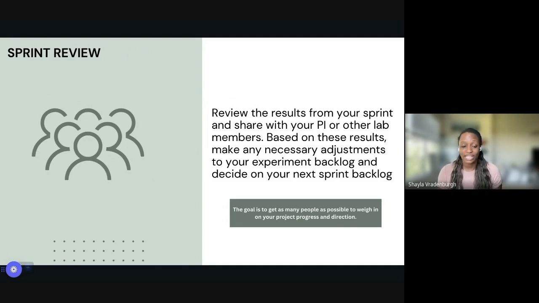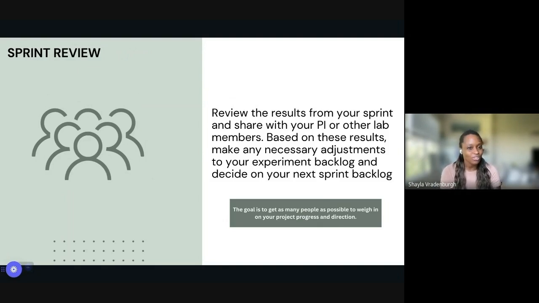So the goal here is to try to make the group of people that come to a sprint review as big as possible. What I'd recommend for a sprint review is some type of presentation. And then what you can do is just have as many people as possible, especially people not regularly working on your project, weigh in with what they think about the work that you've been doing, any issues you've been having, and where you're planning to take it next.